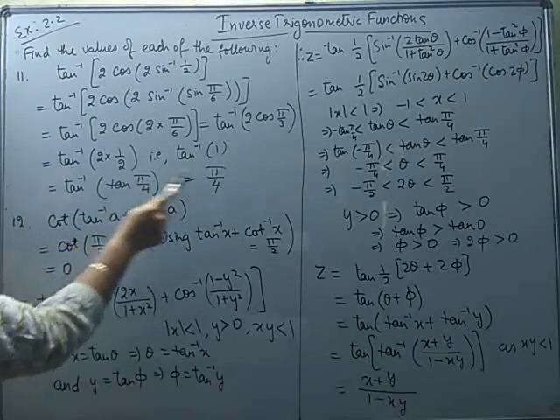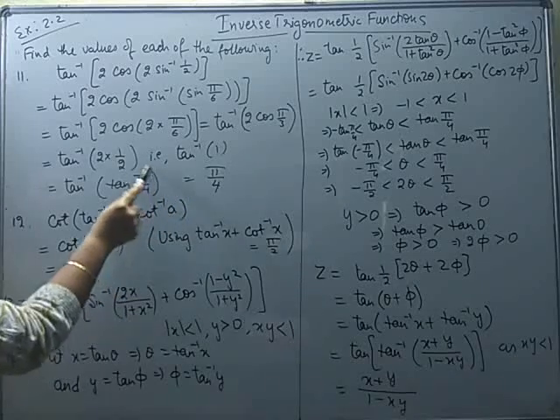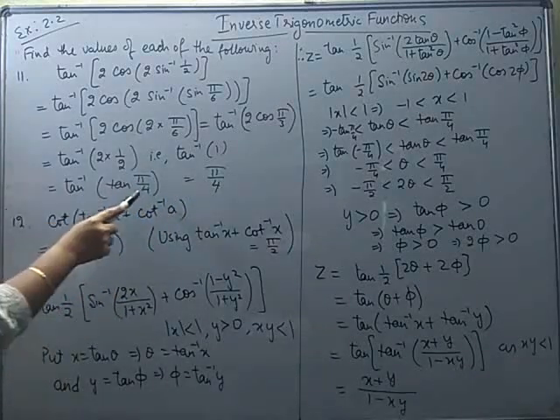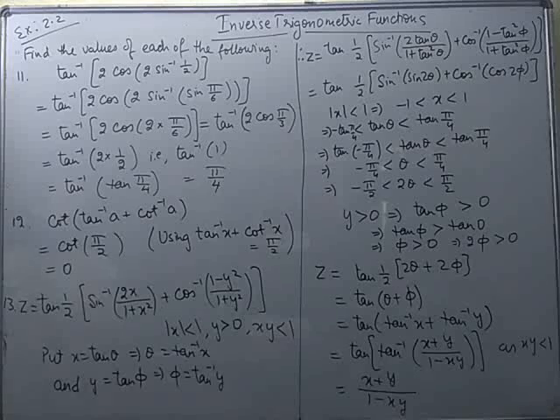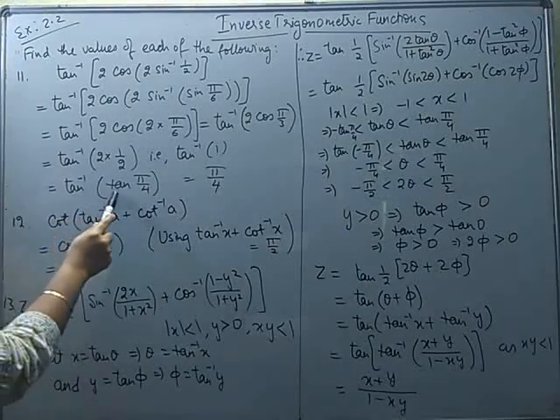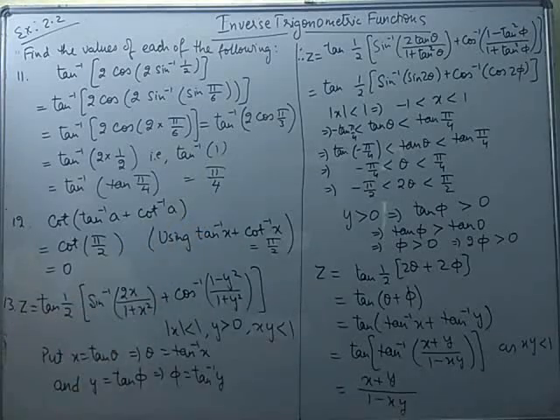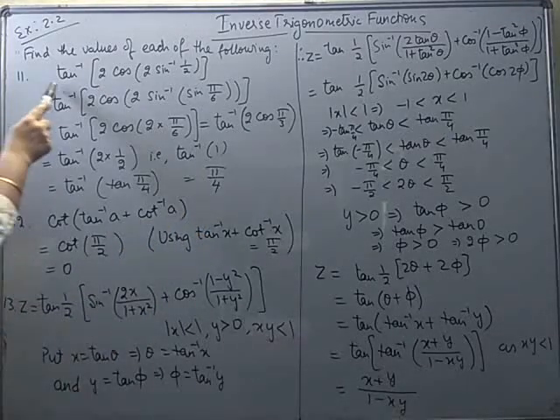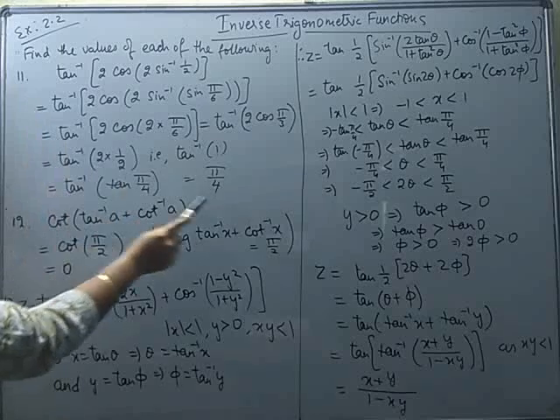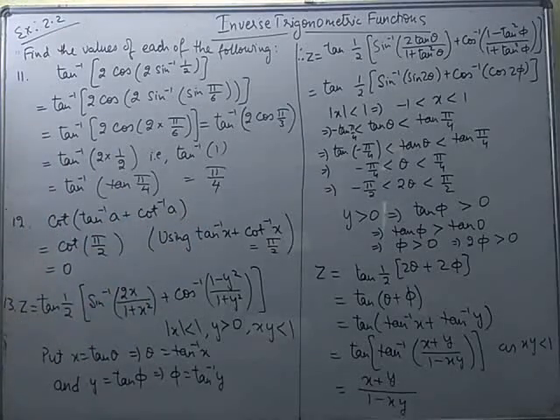x. Now can we write it as x or not? That will depend upon this angle. If you see, it belongs to the open interval minus pi by 2 to pi by 2. So we can write tan inverse tan pi by 4 as pi by 4. So see, the value corresponding to this entire expression is pi by 4.